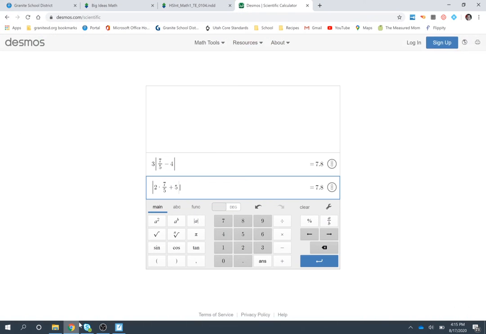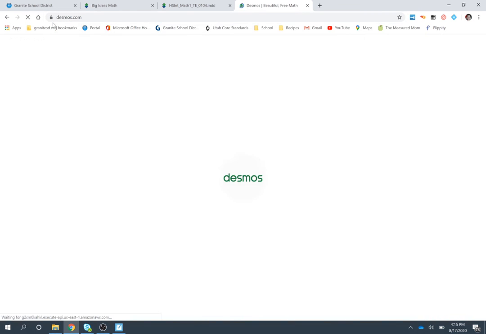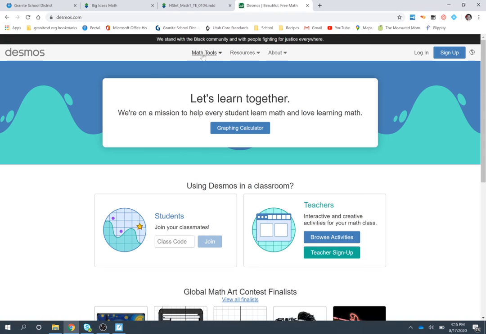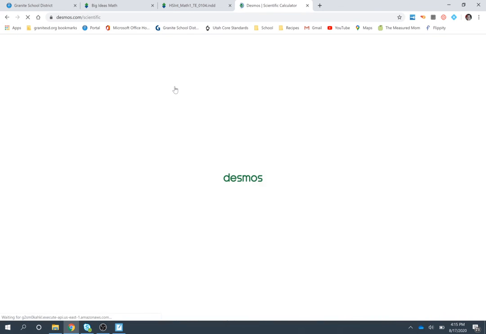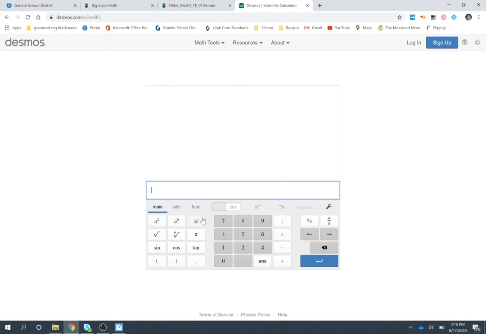Remember our old friend, Desmos.com? So, I'm going to go back, Desmos.com. Under Math Tools, Scientific Calculator. Absolute value button is right here. So I'm first going to do the left side of the equation only. 3 times the absolute value of 7 divided by 5. Then I'm going to hit my side arrow key and then type in minus 4.